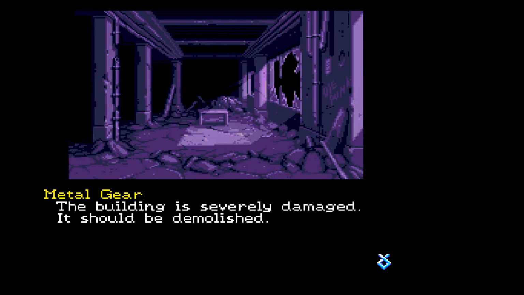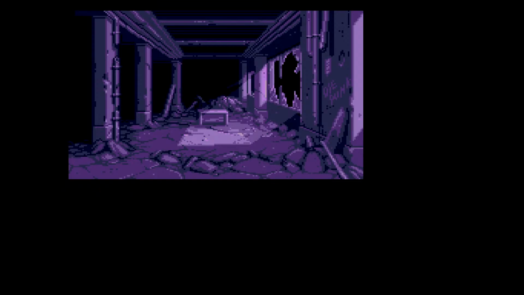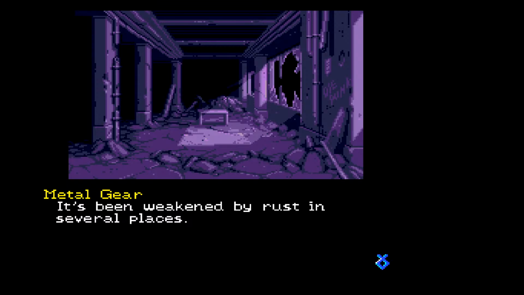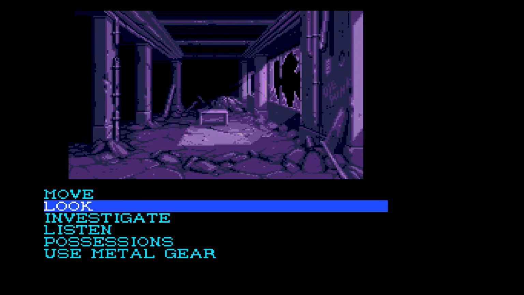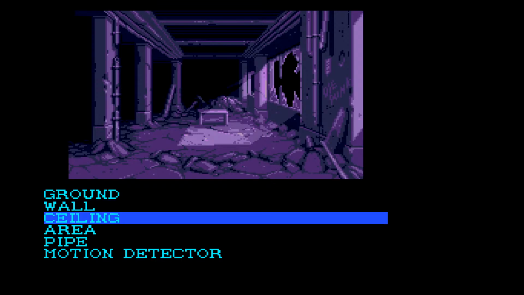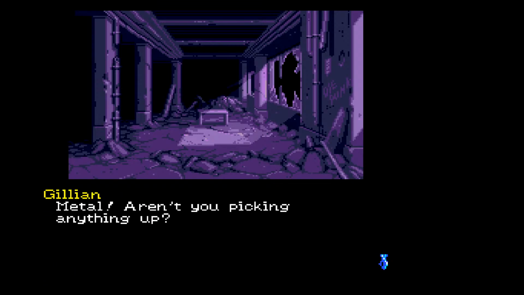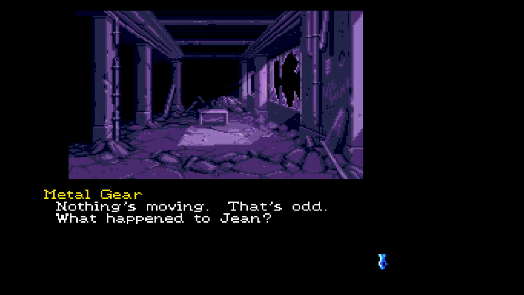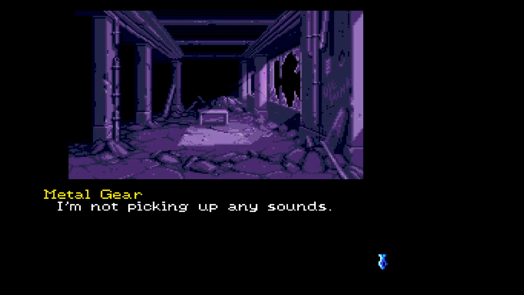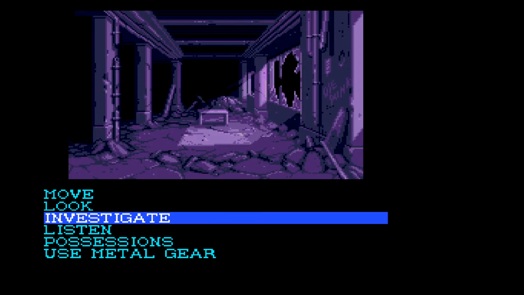The building is severely damaged. It should be demolished. Yeah, that's pretty clear. It's been weakened by rust in several places. Do a motion detector. Metal! Aren't you picking up anything? Nothing's moving. That's odd. What happened to Jean? I'm not picking up any sounds.